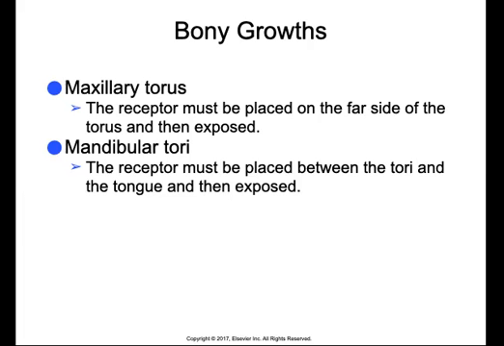If they have mandibular tori, typically the lower jaw has 2 tori. The receptor must be placed in between the tori and the tongue, and then exposed. If you look at figures 17-23 through 17-26, it'll show pictures of what a maxillary torus looks like while you're trying to take x-rays, and also where that receptor should be placed in relation to that torus or those tori.